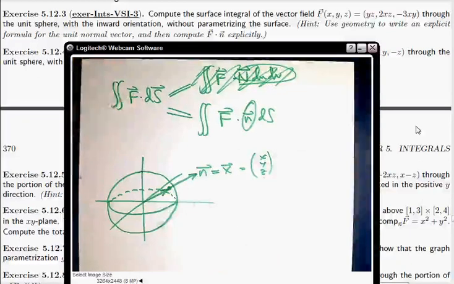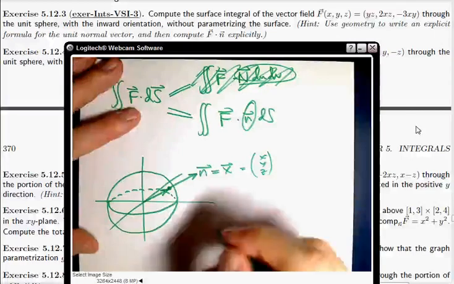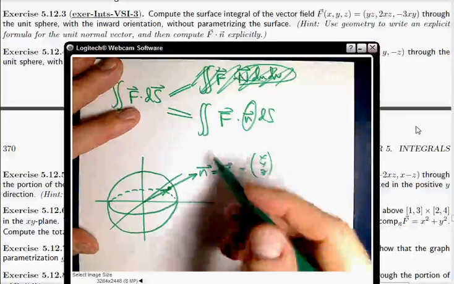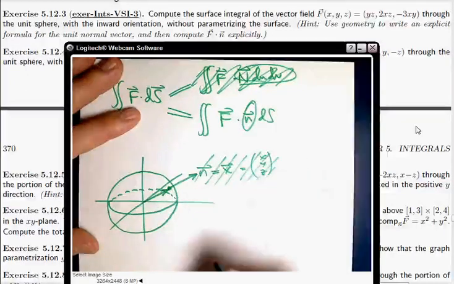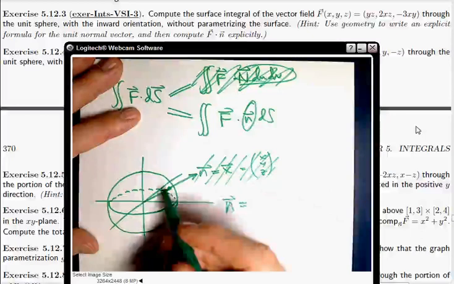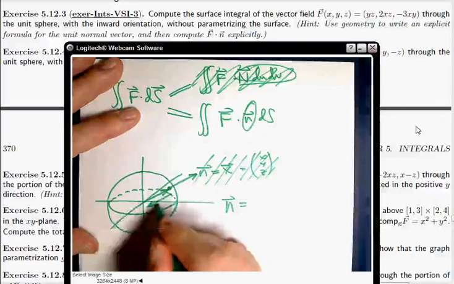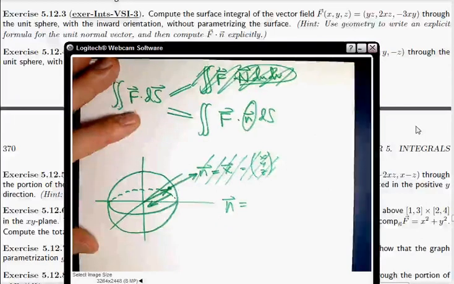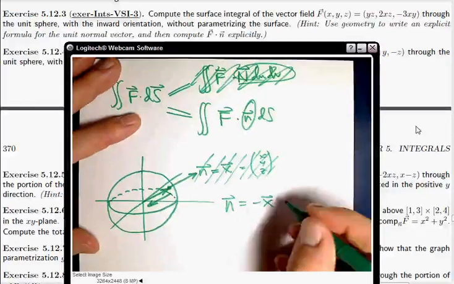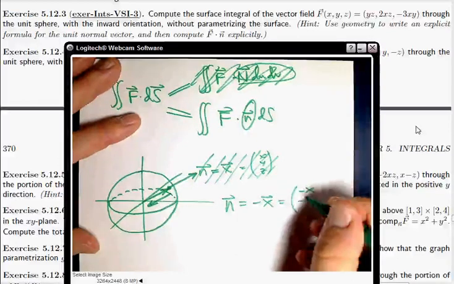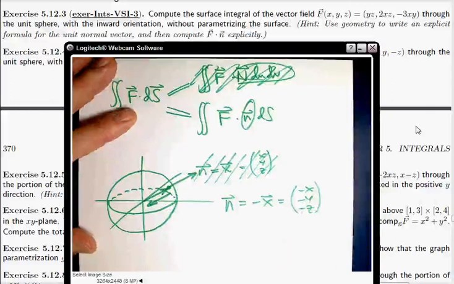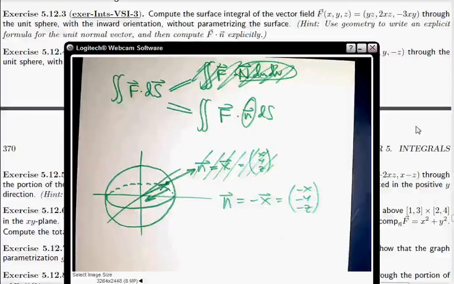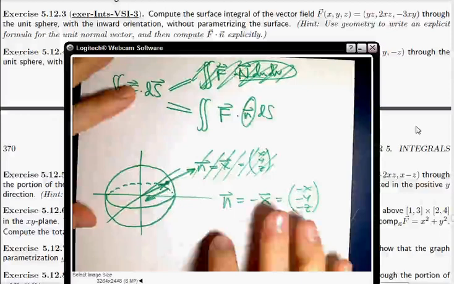This problem here says we're looking for the unit sphere with the inward orientation. So we're actually going to be doing a variation of this, where our unit normal vector is just going to be the inward pointing vector, which is just the negative of x. Namely, it's negative x, negative y, negative z. All right, so that's because spheres are really nice. Spheres have nice shapes, lots of symmetries and cool facts. So this lucky break here.